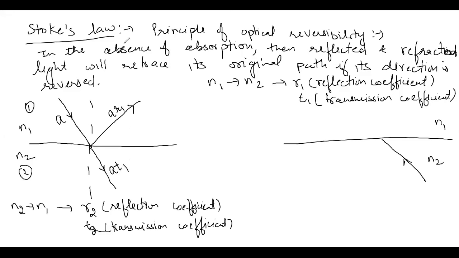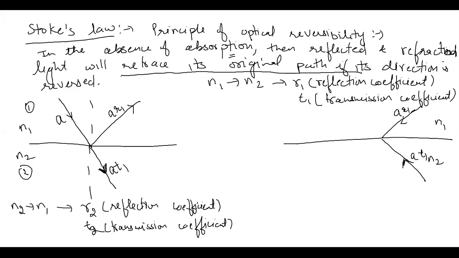Now let's talk about this law. This was simple. There wasn't any application of this law so far. Now this says that if there is no absorption of light, then reflected and refracted light will retrace its original path if its direction is reversed. So what if this AT1 was moving in this direction? What if I reverse the direction of this one and the direction of this one also? Then this principle says that it has to retrace its original path. And this is basically based on time reversal and everything.